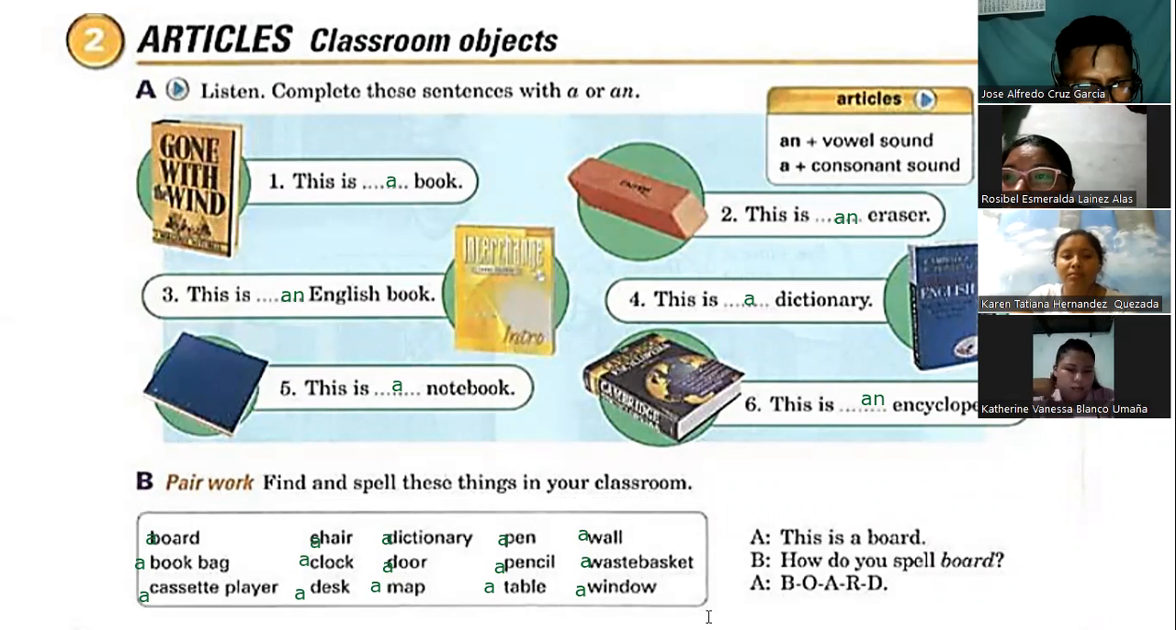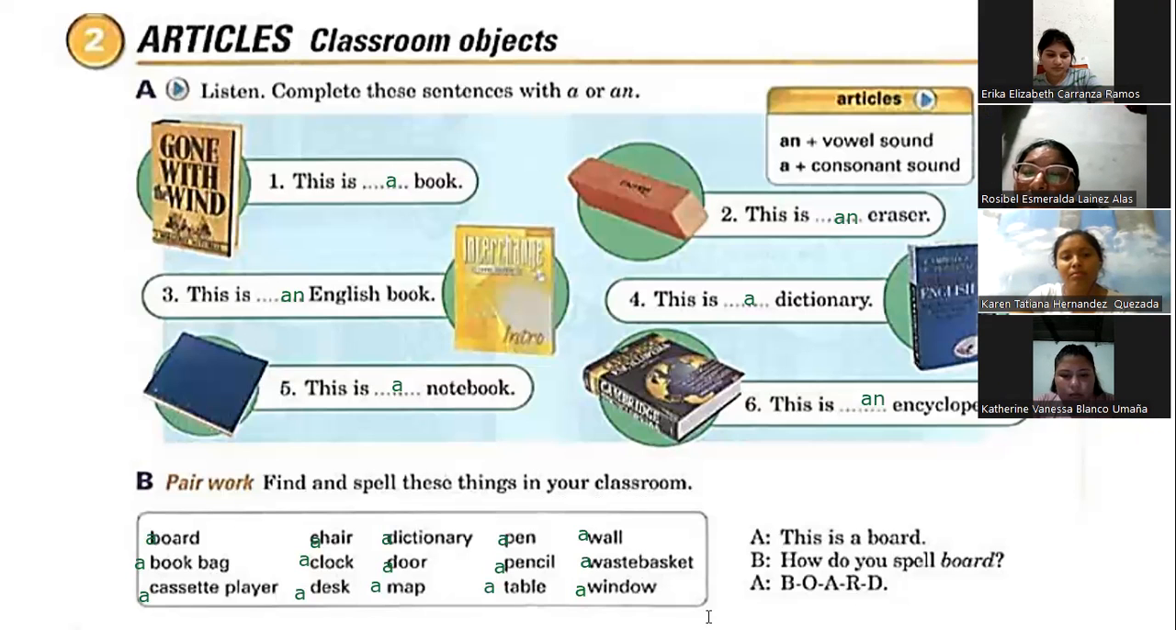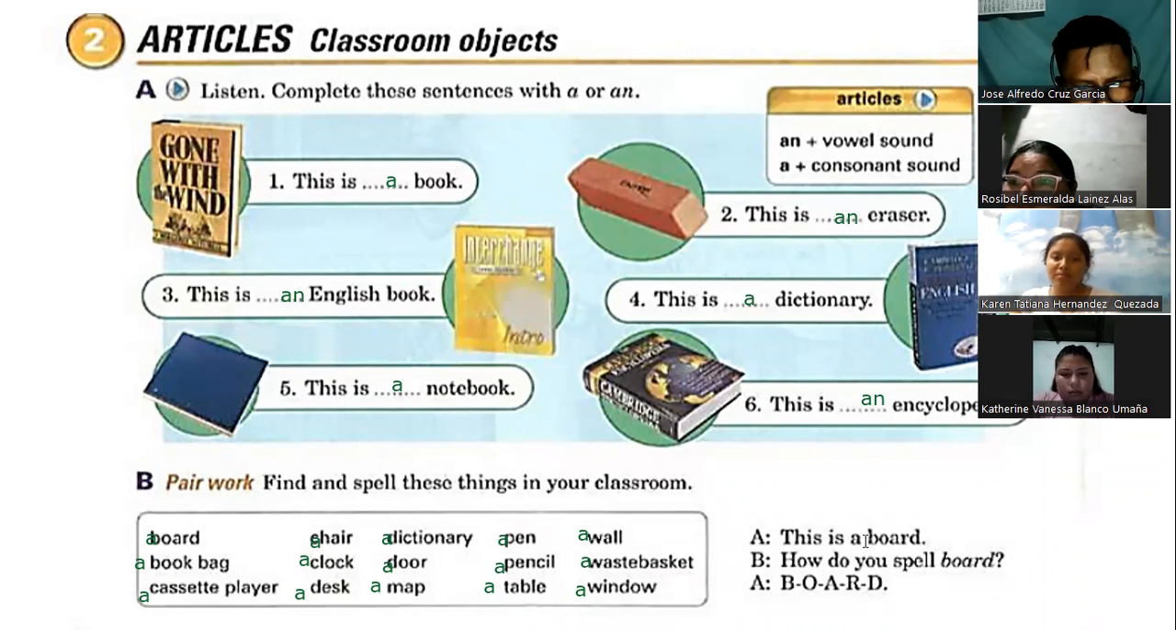Ventana. Window. Mesa. Table. Puerta. Door. Escritorio. A desk. Mapa. A map. Basurero. A trash can? Yes, or here, waste basket. Canasta, waste basket. Okay, good, good, good.